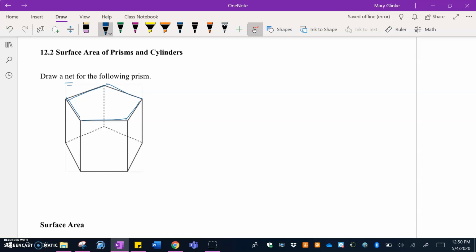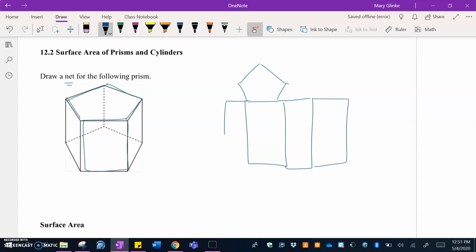So looking at that, we're going to look at the base as a pentagon. And then here is one of the sides that's connected right here. And then if you were to open all of those up, we would have 5 of those rectangles, and then the other base would be on the bottom here. And so looking at the net of this shape, all of that combined would be the surface area.